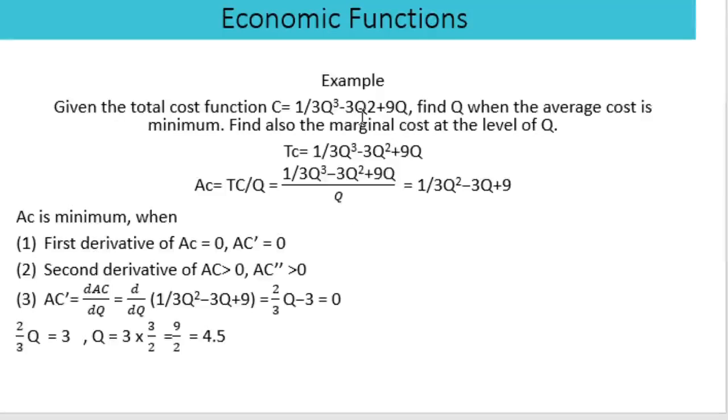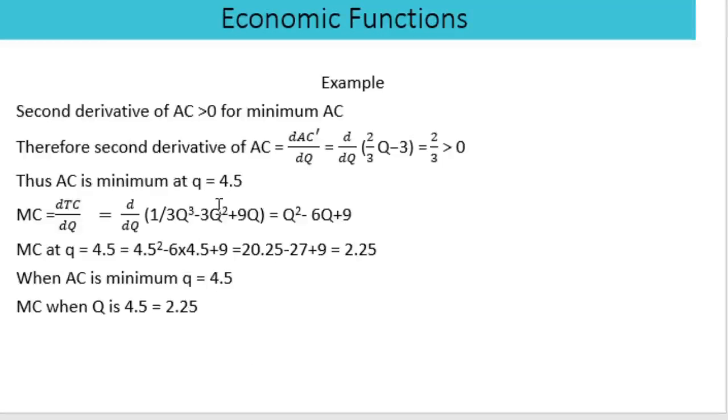That is, given the total cost function 1 by 3 q cube minus 3q square plus 9q, find the average cost, find when the average cost is minimum, and find the marginal cost at that level of Q. Therefore, first derive the AC, then see whether it is minimum: the first order condition equal to 0 gives the Q, and then check whether the second order condition is greater than 0.